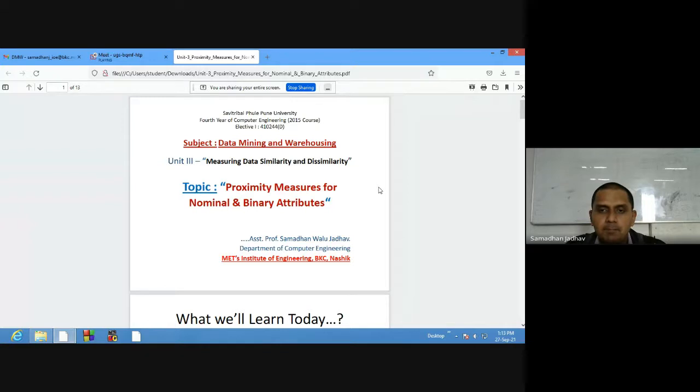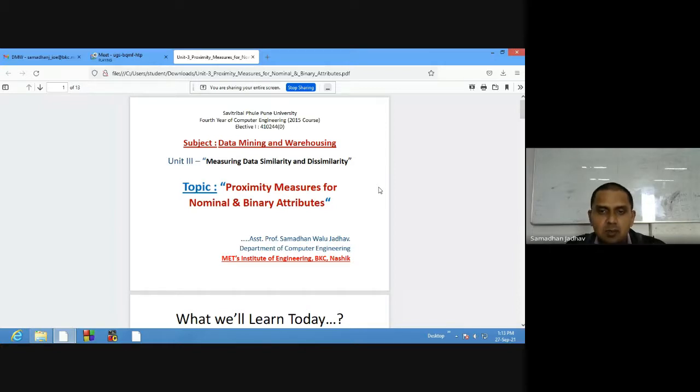So again, there is an ordinal attribute, which has values that consist of some rank or order, for example, small, medium, large. And one more, that is numeric, which consists of numeric values, that is interval scaled and ratio scaled.